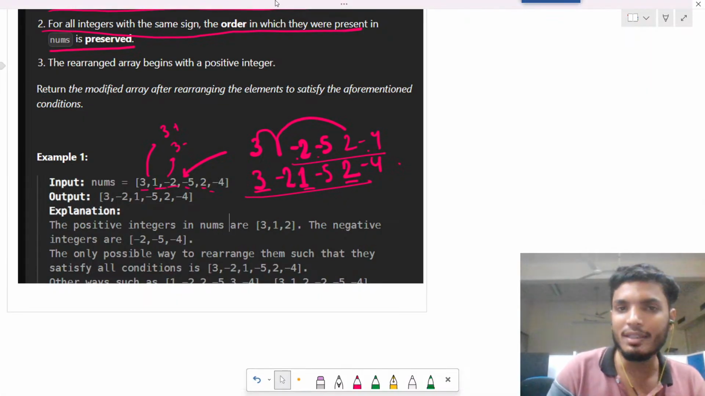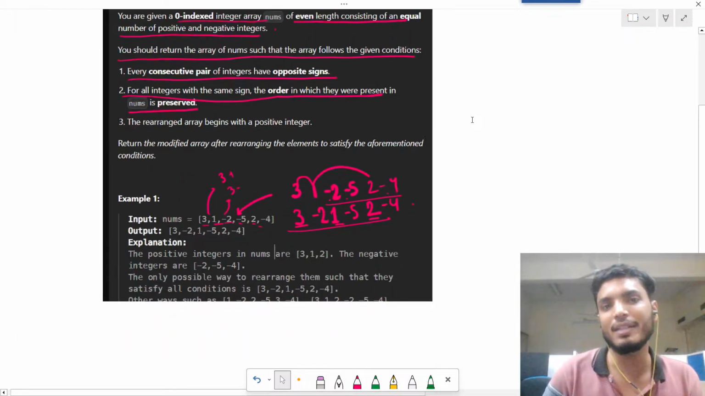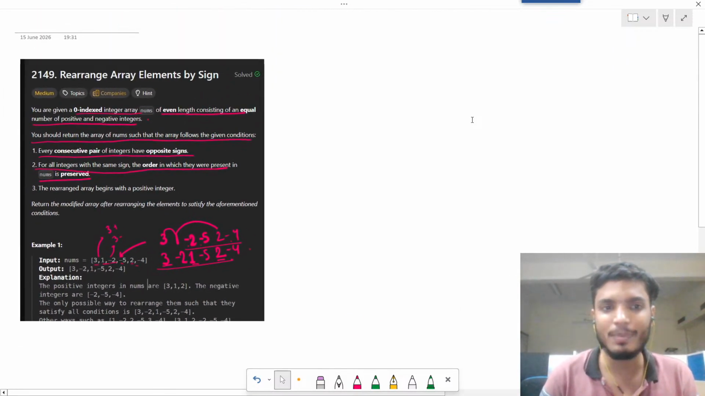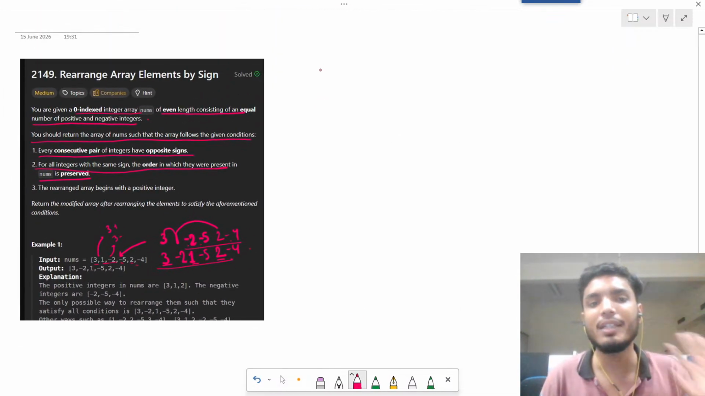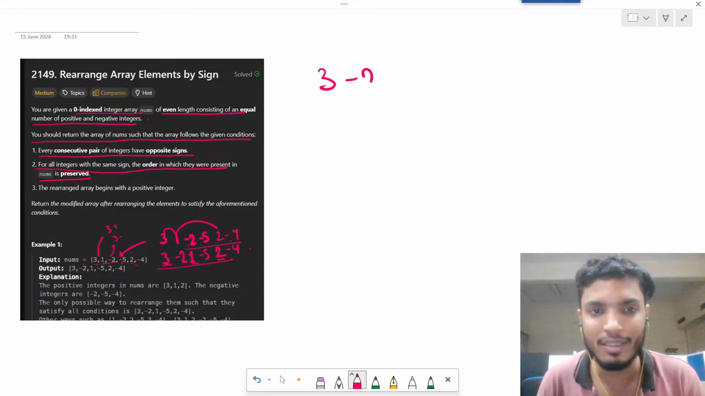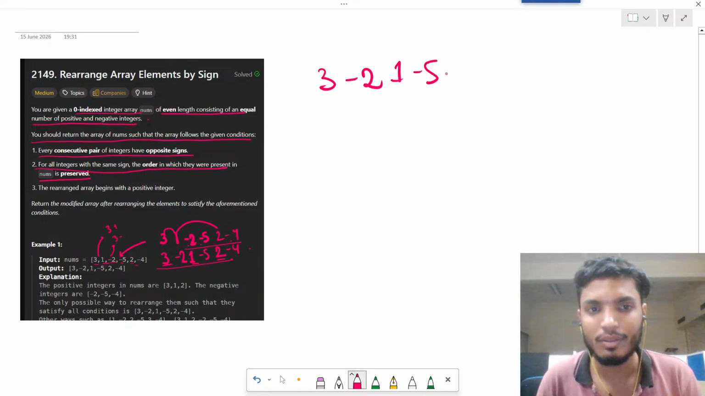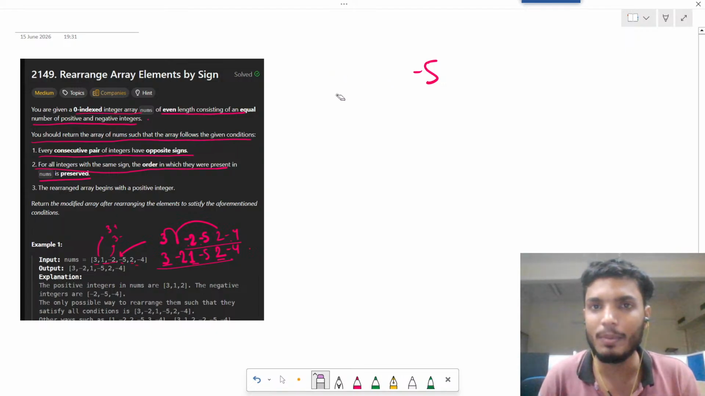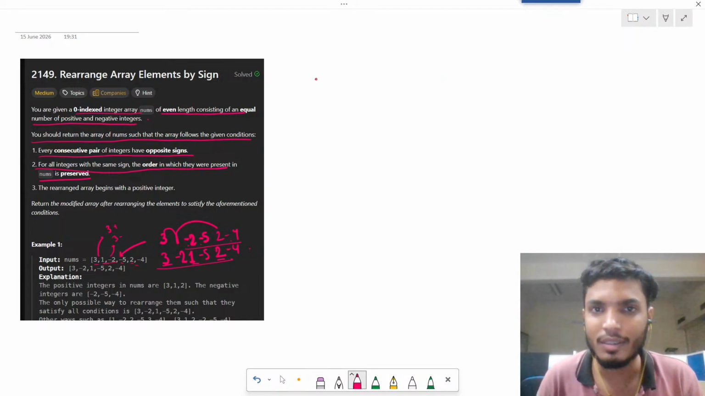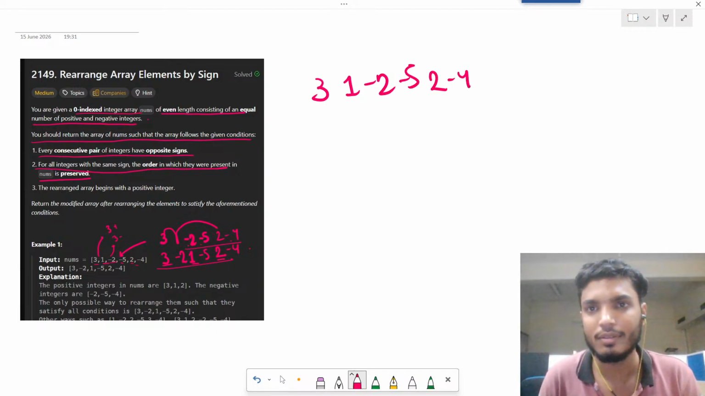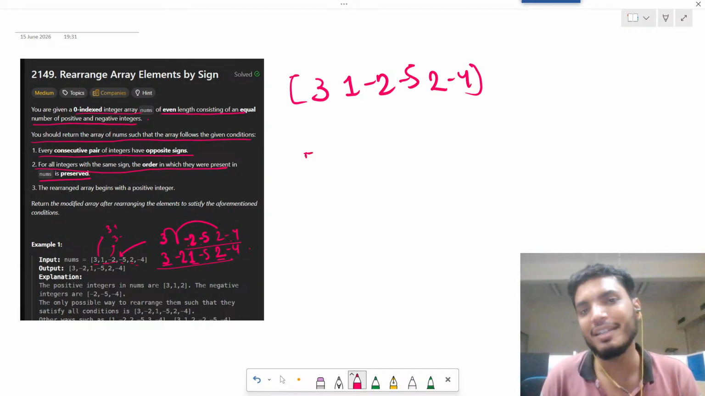The best part was that you can use extra space. If you are using extra space, this problem becomes a very easy problem. You don't need to do anything. We will be solving it in 1 minute of time. Nothing much to do. This problem becomes too easy. This is 3, 1, minus 2, minus 5, 2 and minus 4. You just need to take a vector.